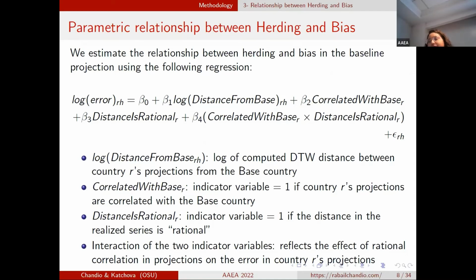The last variable is the interaction of correlation and rationality. So that is to say, when there is a correlation and when that correlation is rational, we would expect that to decrease the error that we're observing.